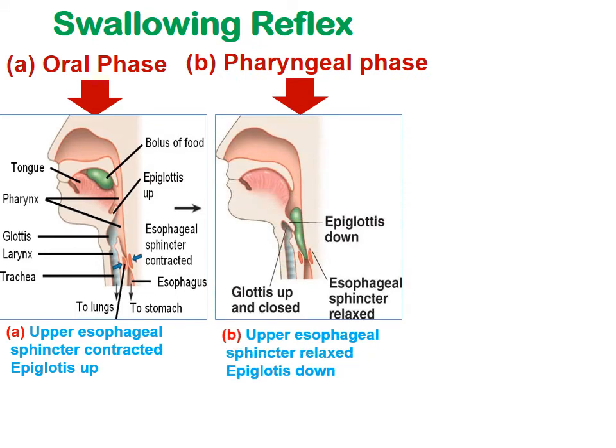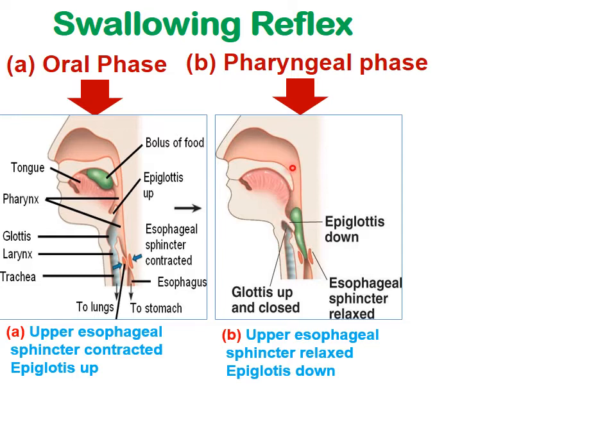Now let us compare the oral phase and the pharyngeal phase of swallowing. You can see the green, this is the food bolus, and in this particular part the epiglottis can be seen. What is the epiglottis? The epiglottis is the structure which closes the glottis and prevents the food from entering into the respiratory tract. So in this picture you can see that the epiglottis is closed so that it prevents the food from entering into the respiratory tract.